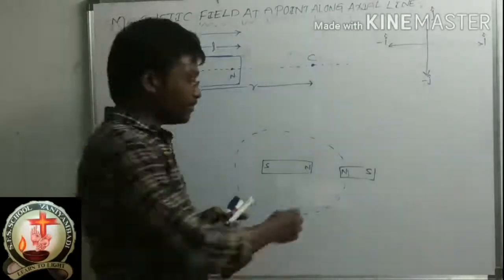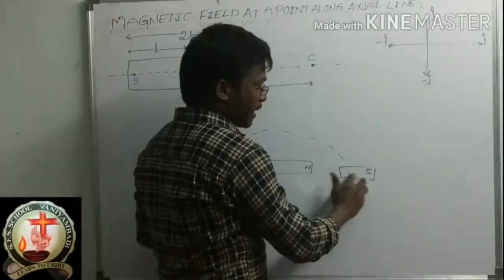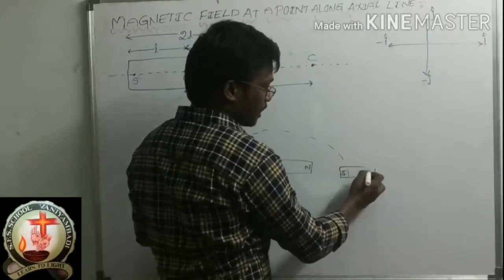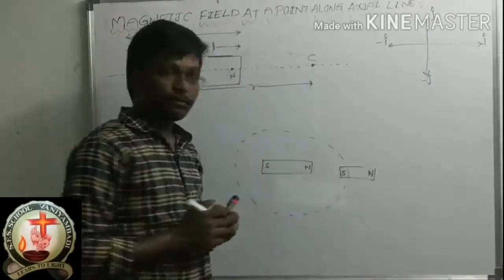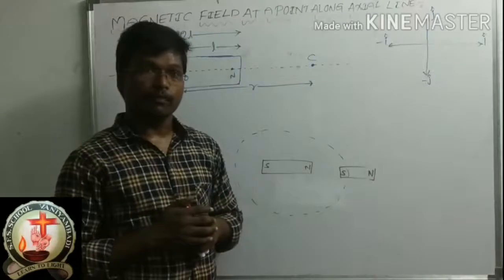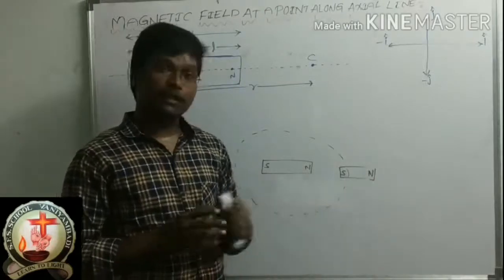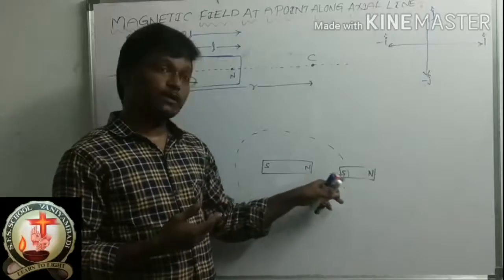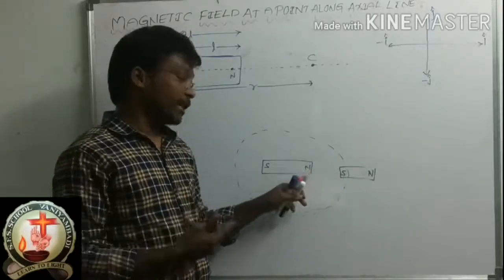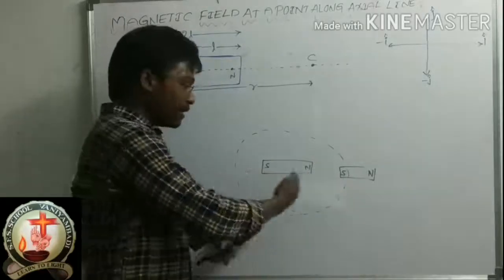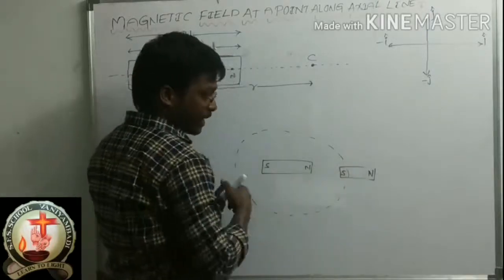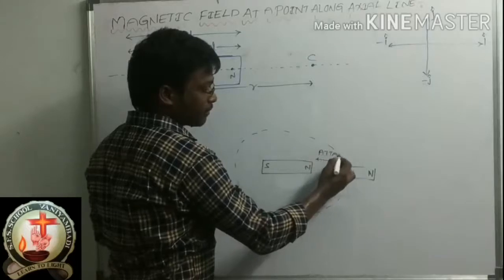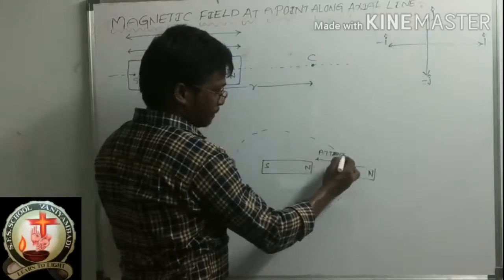At the same time, I will place this magnet with the south pole here and the north pole there. What will happen? This is the north and this is the south, so this magnet will attract this magnet. Attract. Correct.